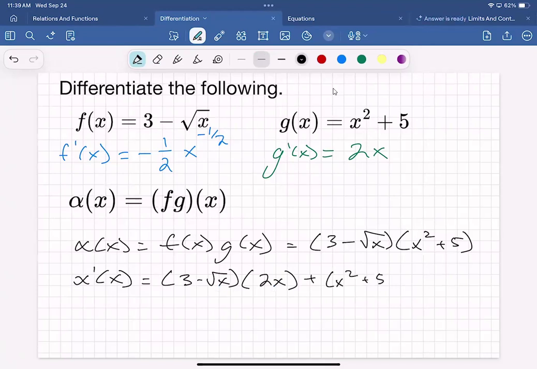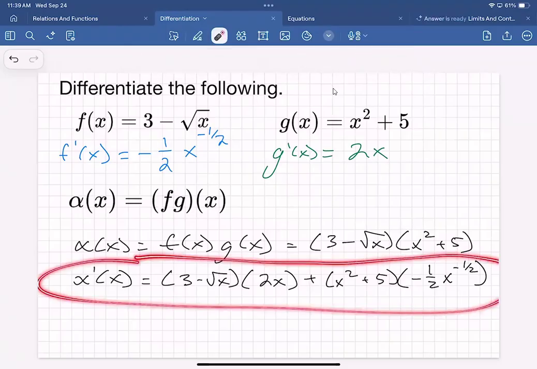X squared plus 5 times the negative 1/2, x to the negative 1/2. Hopefully what you see, and I kind of build it the same way I did the previous one. We'll go get my derivatives first, and then let's fill in as I need. At that point, we have our derivative function of alpha. That is the derivative function. So all we can do now moving forward is the simplifying perspective.